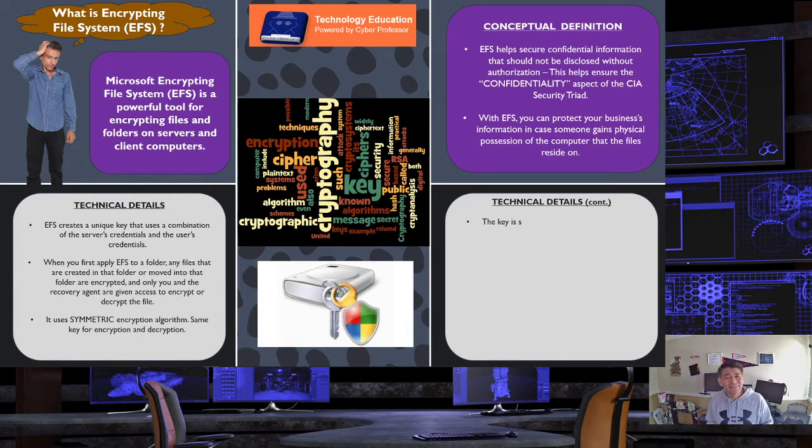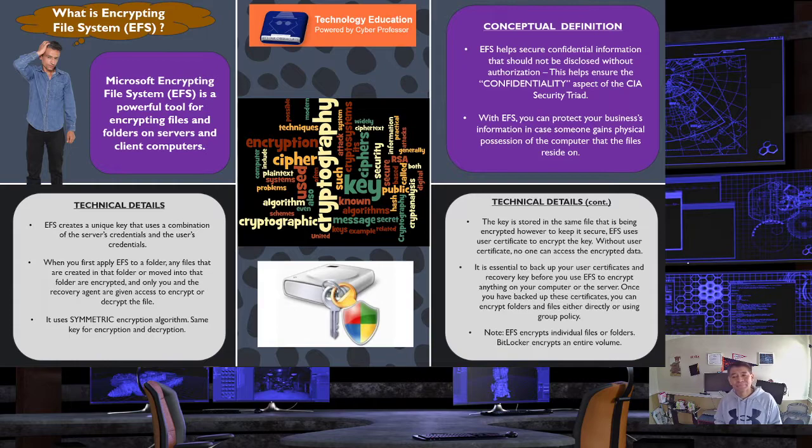EFS utilizes what is called a symmetric encryption algorithm. The same key is used to encrypt and decrypt your data. The key that is stored in the same file that is being encrypted is being kept secure by EFS with the use of certificates to encrypt the key. Without user certificates, no one can access the encrypted data.